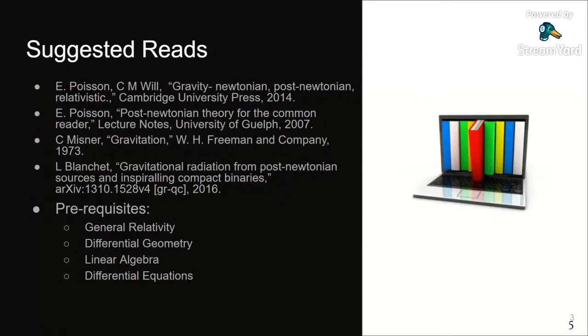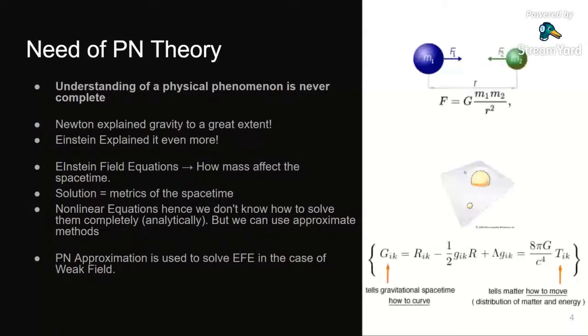So why do we need post-Newtonian theory? We know that understanding any physical phenomenon, be it an apple falling down, be it a cycle going ahead, is incomplete. If we cannot understand it completely, all we can do is go closer to the actual phenomenon that is happening. We can just try to explain it better than we were able to previously.